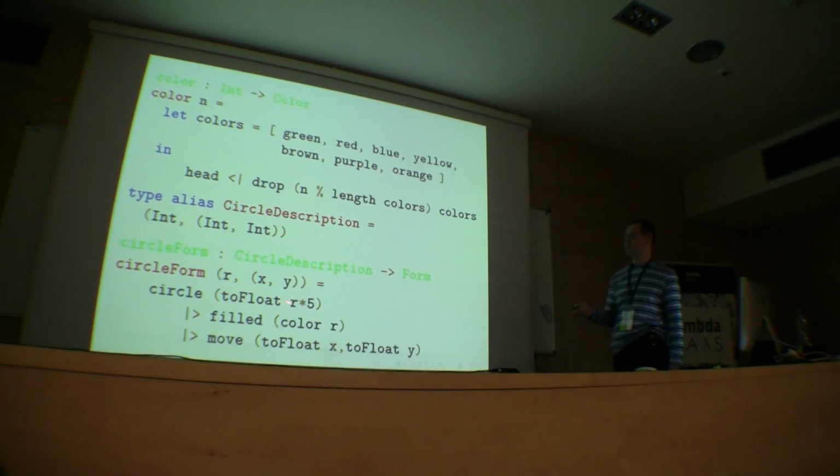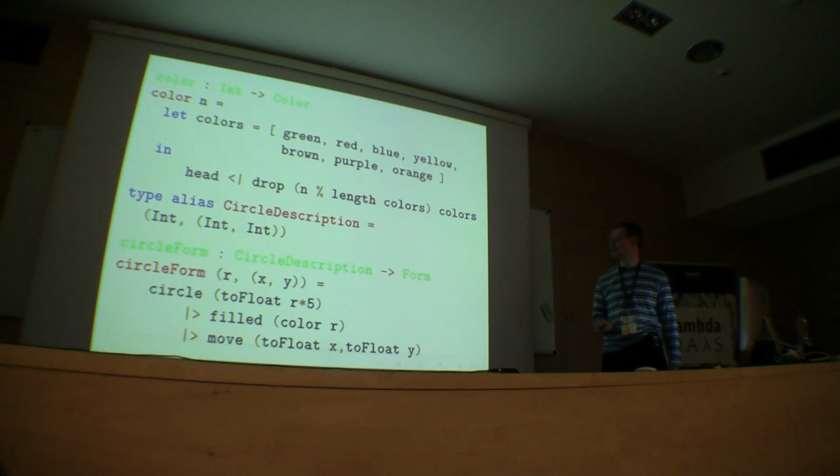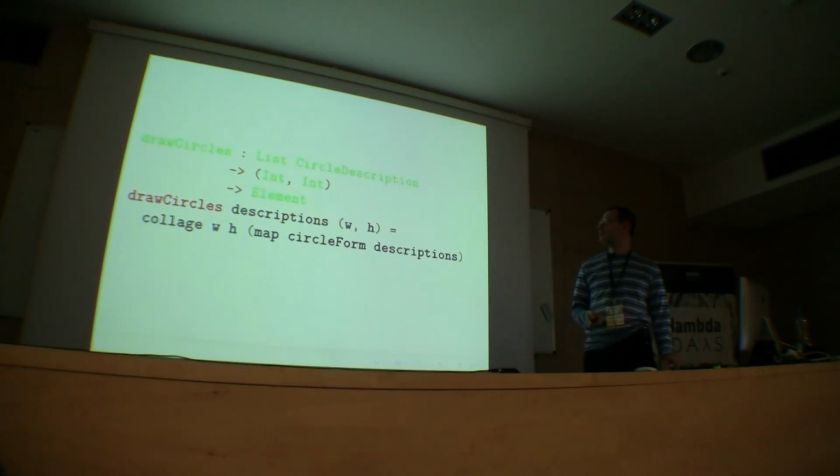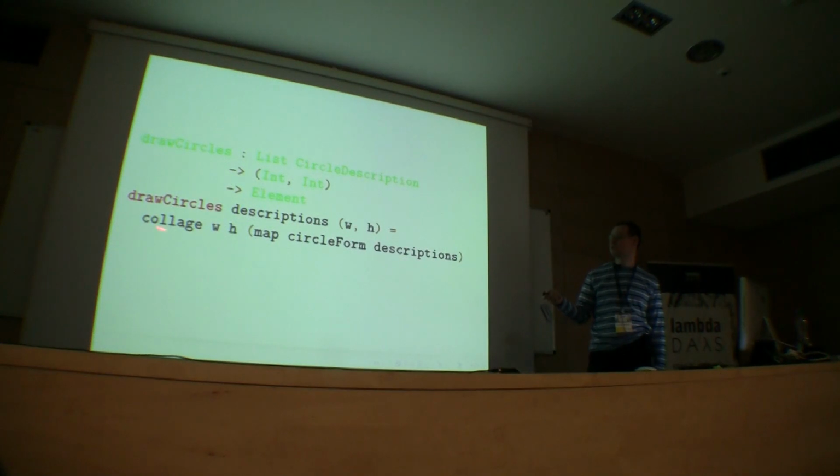In this case, I'm creating the circular shape, then filling it with a color and moving it to the right position. Finally, I have a function that takes a list of circle descriptions and the dimensions of the element to be created as a tuple. And it's using the standard function collage, which takes the dimensions and a list of forms. And it gives us an element.